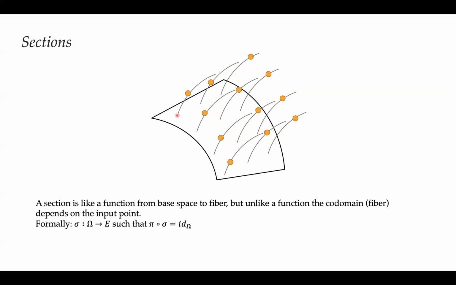I can't map this point in the base space to some point in another fiber. I have to map it such that when I apply my section and then my projection, I get the identity on the base space. So I start here, for instance, in the base space. I choose a point in the same fiber. And of course, the projection will map that point back to the same point in the base space. So that's how you formalize this idea that the section should pick some value in the same fiber.